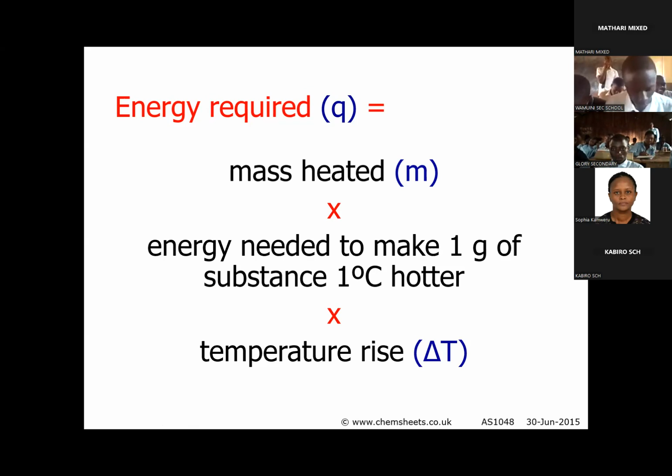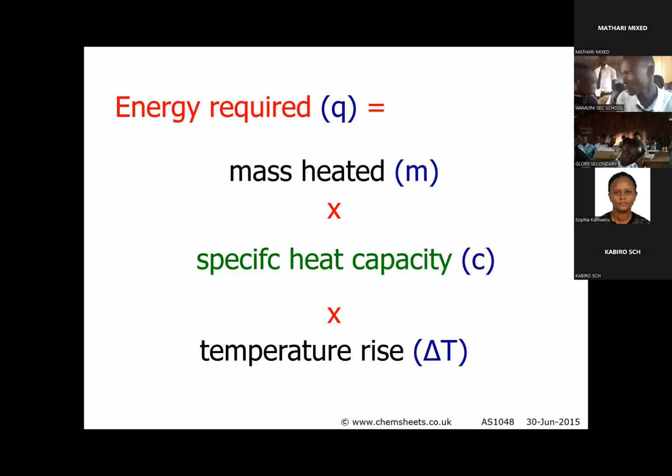So Q is M, the mass of water, not the mass of all of the chemicals, just the mass of the water, times the specific heat capacity of that substance times the temperature rise. So if it was copper, it would be different from water, but most of the experiments which you will come across will be about water. Okay, so Q equals M times the specific heat capacity times delta T.